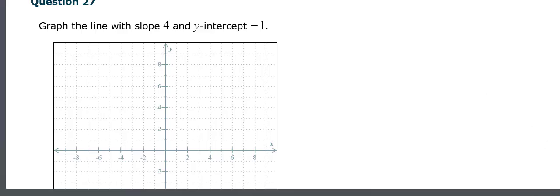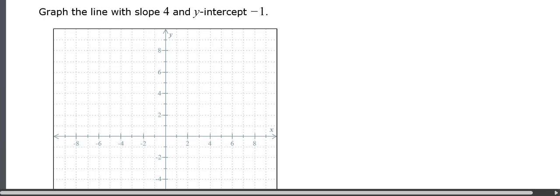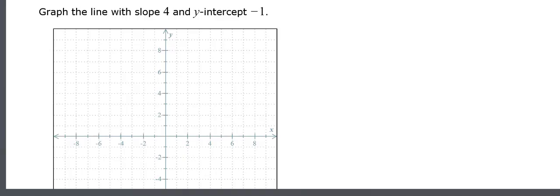Graph the line with slope being 4 and our y-intercept being negative 1. So remember, our y-intercept is the place where our graph touches or crosses our y-axis. So we plot our y-intercept at negative 1. And our slope is 4.